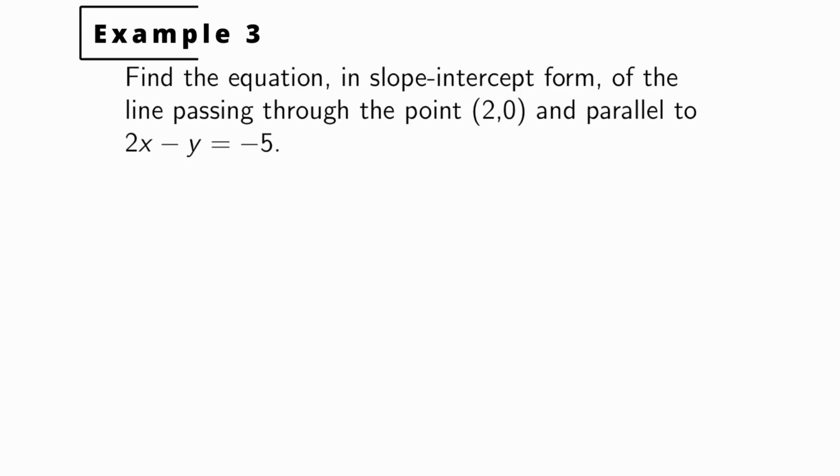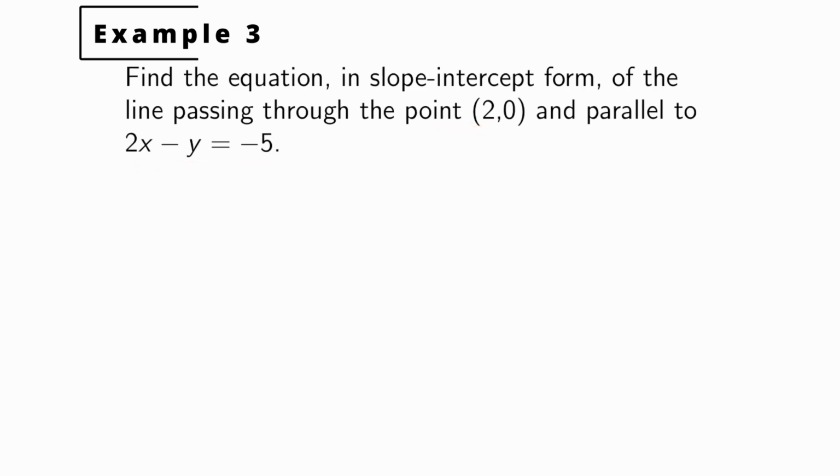However, parallel lines have the same slope. So I know that if I'm looking for the line passing through the point (2, 0) and parallel to the line 2x minus y equals negative 5, then all I have to do to find the slope of the line I want is find the slope of this line, which is parallel to it.